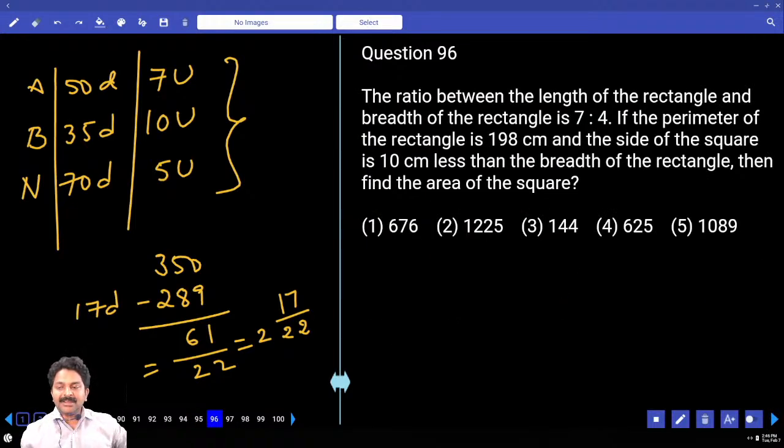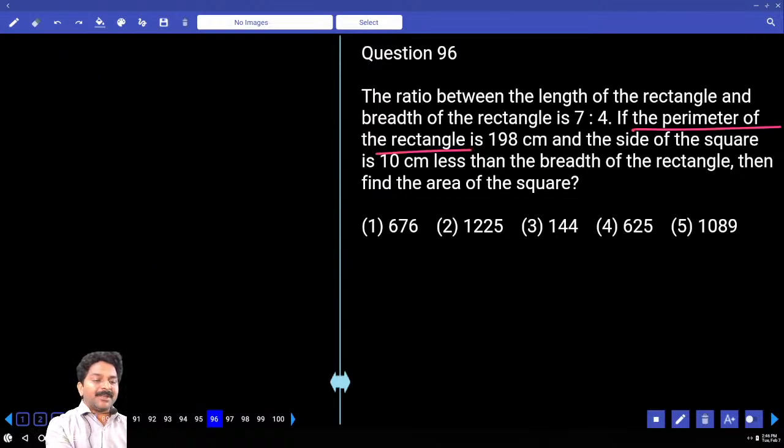The ratio between length and breadth of the rectangle is 7:4. Ratio between length of the rectangle and breadth of the rectangle, 7:4. 7 parts and then 4 parts. The perimeter of the rectangle, 2 times L plus B, 22 parts, 198. So P is equal to 9.